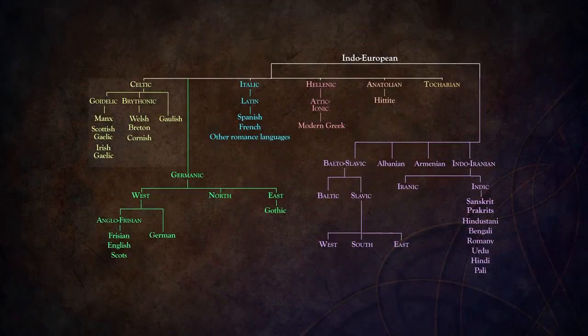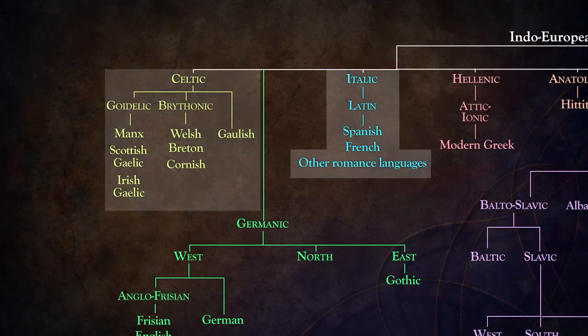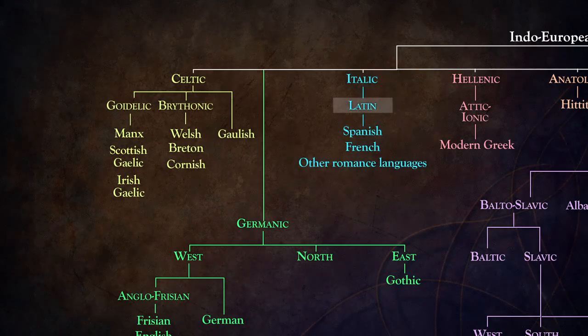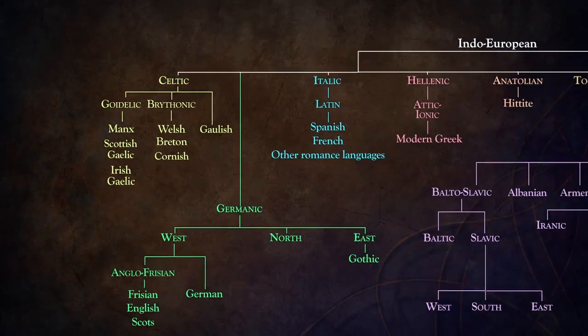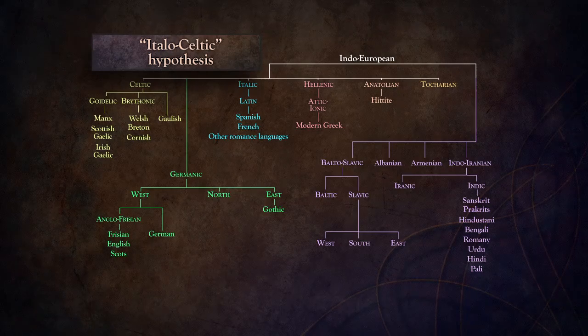So if we find what language group Celtic is the most similar to, and we know where that language group comes from, maybe we can find out where Celtic comes from. It used to be thought that the Celtic languages were most similar to the Italic languages. These are the languages spoken in Italy. So Latin would be the most famous Italic language, though there are many others. This idea is called the Italo-Celtic hypothesis.